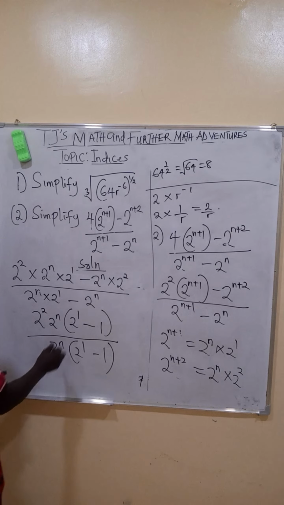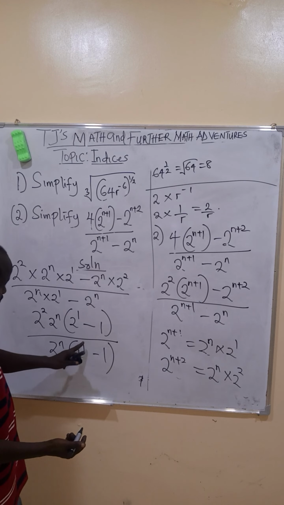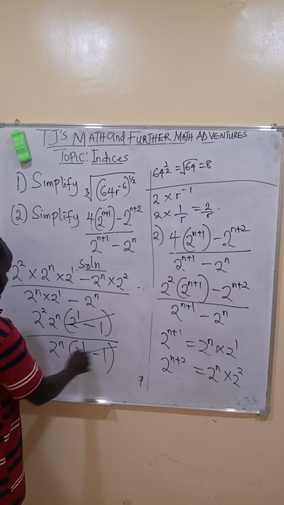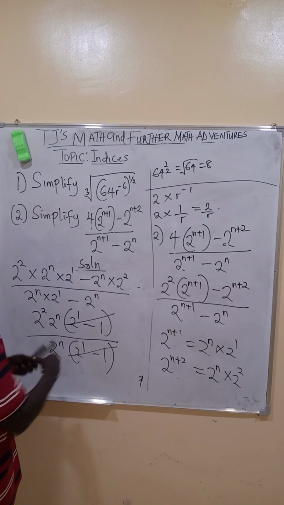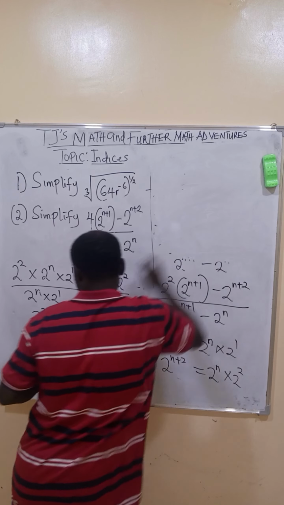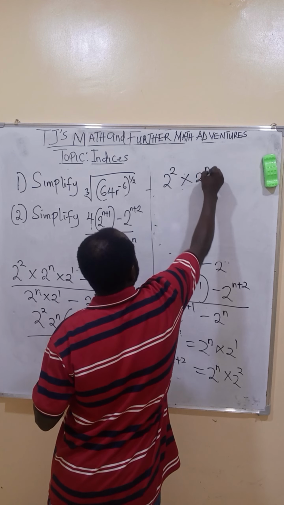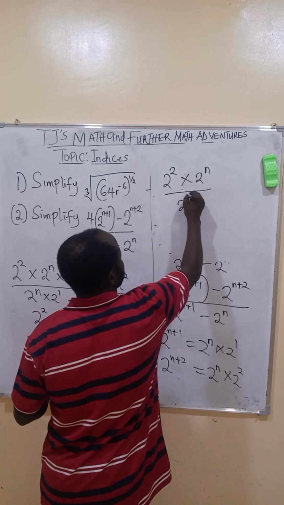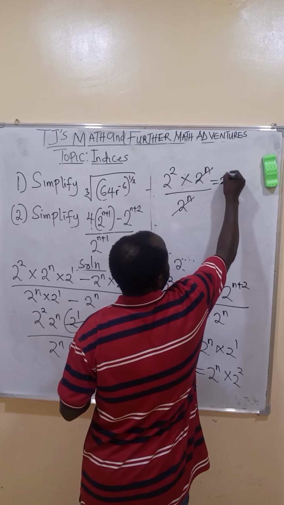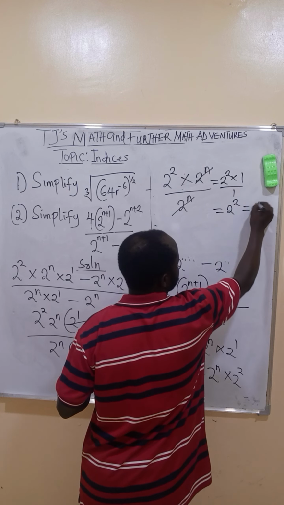By observation, you can see that we have 2 power 1 minus 1 in our numerator, as well as 2 power 1 minus 1 in our denominator. So we can divide this. That will be 1. Then in the numerator, we're left with 2 power 2 times 2 power n divided by 2 power n. So this 2 power n will divide this, that will be 1. We're left with 2 power 2 times 1 over 1, which is the same as 2 power 2, and 2 power 2 is 4.